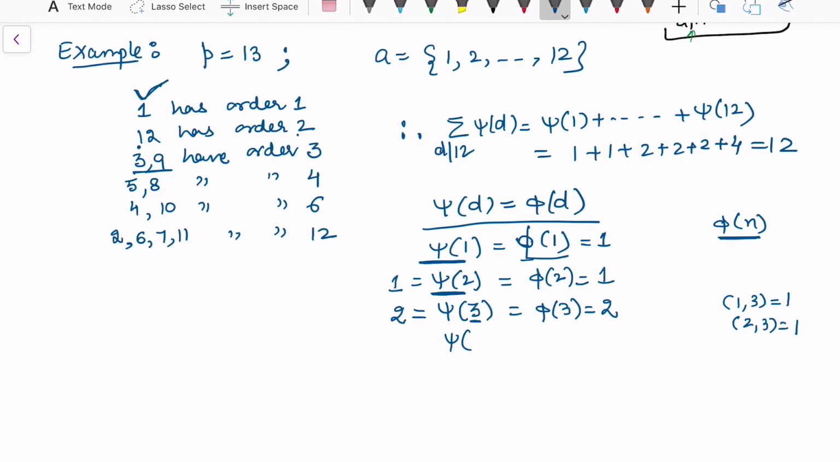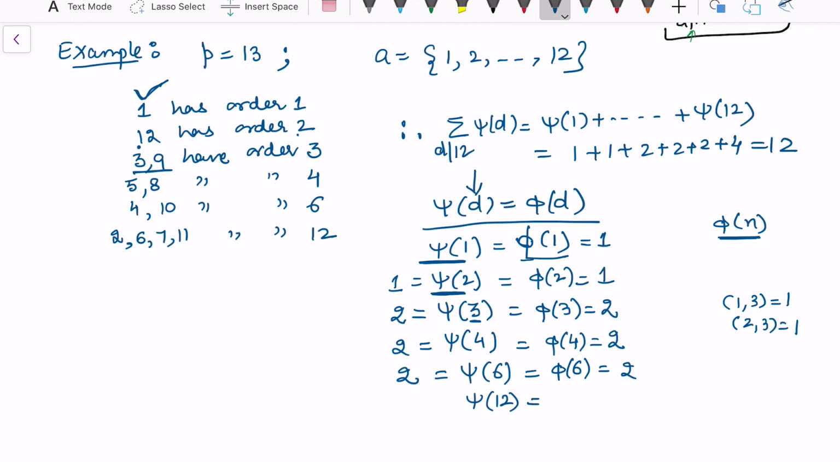Then look at the next one, phi of 4. There are two integers whose order is 4, and on this side phi 4 is again 2, namely 1 and 3. Then we look at xi 6 and phi 6. This is also 2, and there are two integers which have order 6. Xi of 12 is the last divisor that I am looking at. There are 4 integers which have order 12, so this side is 4.